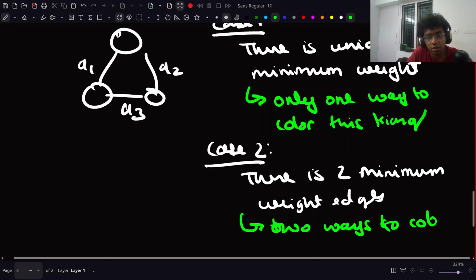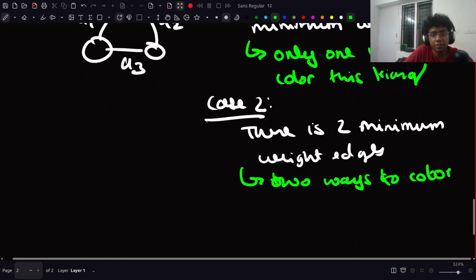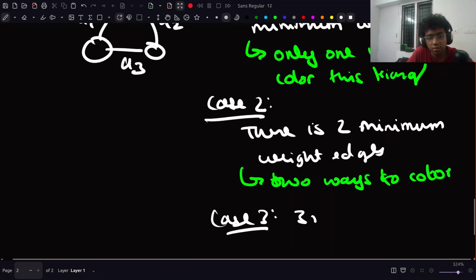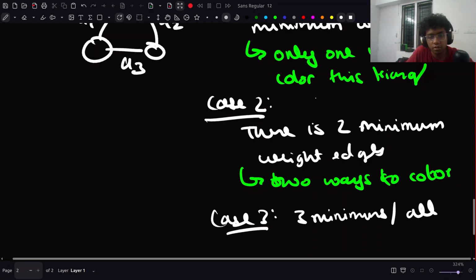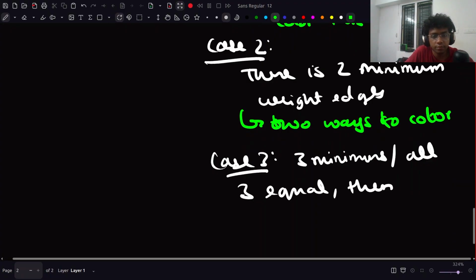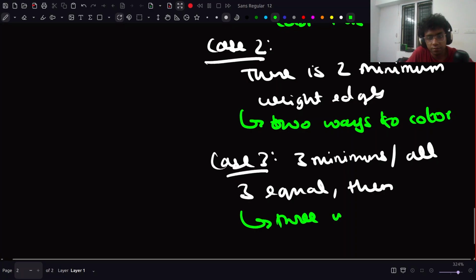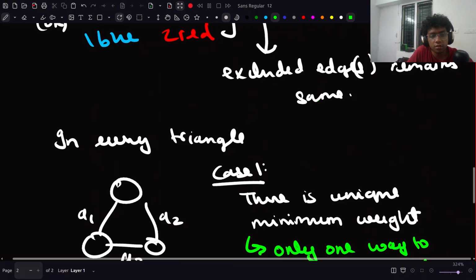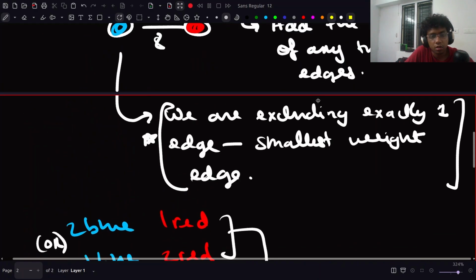And similarly, if all three are equal, or there are three different minimums, right? Case 3, three minimums. In other words, all three are equal. Then there will be three ways to color, right? Okay. So this much observation we have done. So this is the first idea, or observation 1.